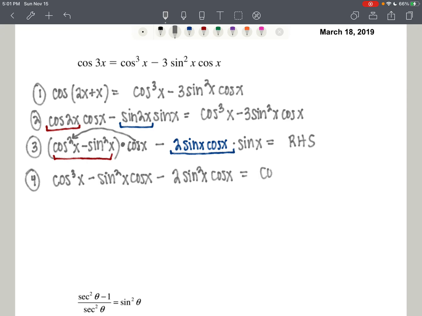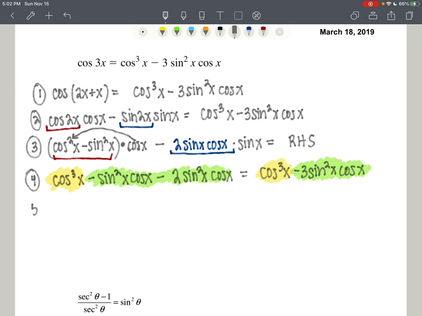And now I'm going to write that right-hand side of the equation again, just to become acquainted with what it is that I need to get. So I have cosine cubed of x minus 3 sine squared of x, cosine of x. Well, I have a cosine cubed of x right here, and it's listed first on both sides. But then on the right-hand side, I'm subtracting 3 sine squared of x, cosine of x. And on the left-hand side, I have negative 1 sine squared of x, cosine of x, minus 2 sine squared of x, cosine of x. That's minus 3 sine squared of x, cosine of x.